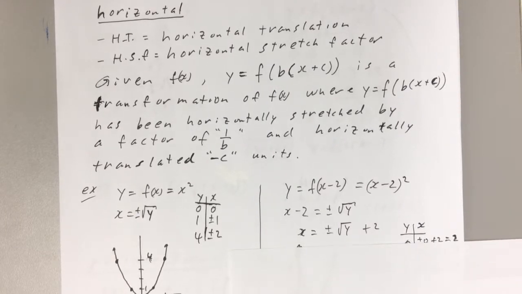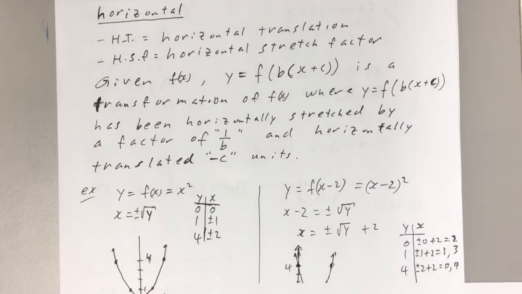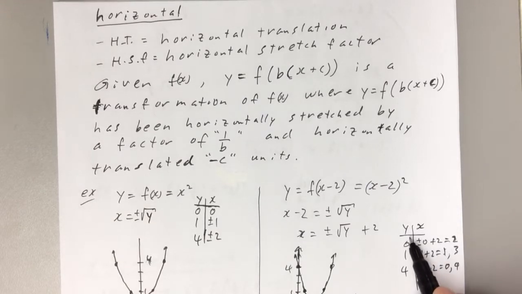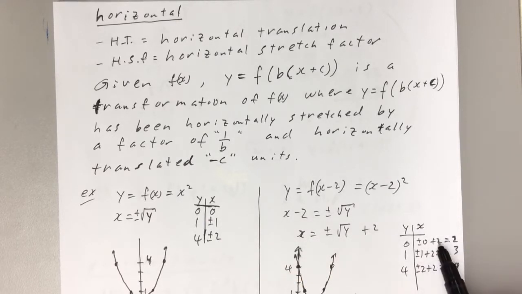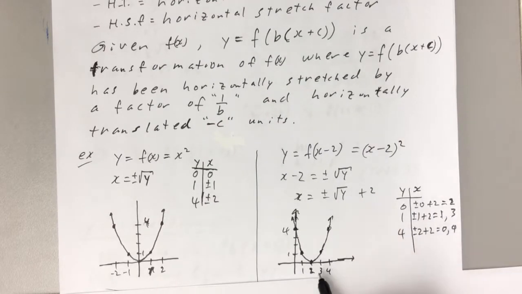So when we look at the table of values, the y coordinates are staying fixed, 0, 1, and 4. And we're taking the x coordinates, 0, plus or minus 1, plus or minus 2, and you're adding 2 to each one of those. And it becomes 2, 1 and 3, 0 and 4. And when we plot these, we've got (2, 0) is the vertex. (1, 1) and (3, 1) are those points. (0, 4) and (4, 4) are those points. So it's shifted to the right 2.